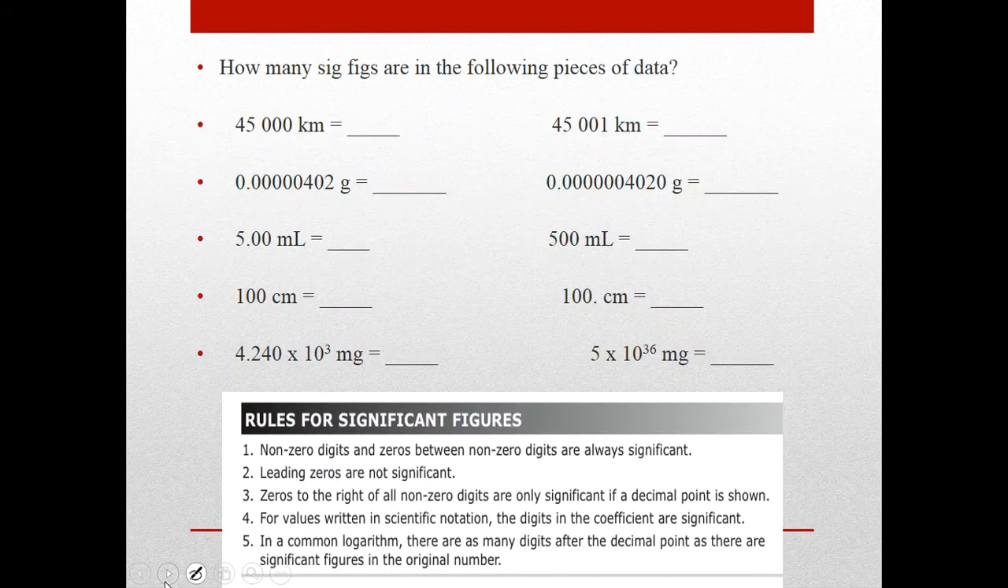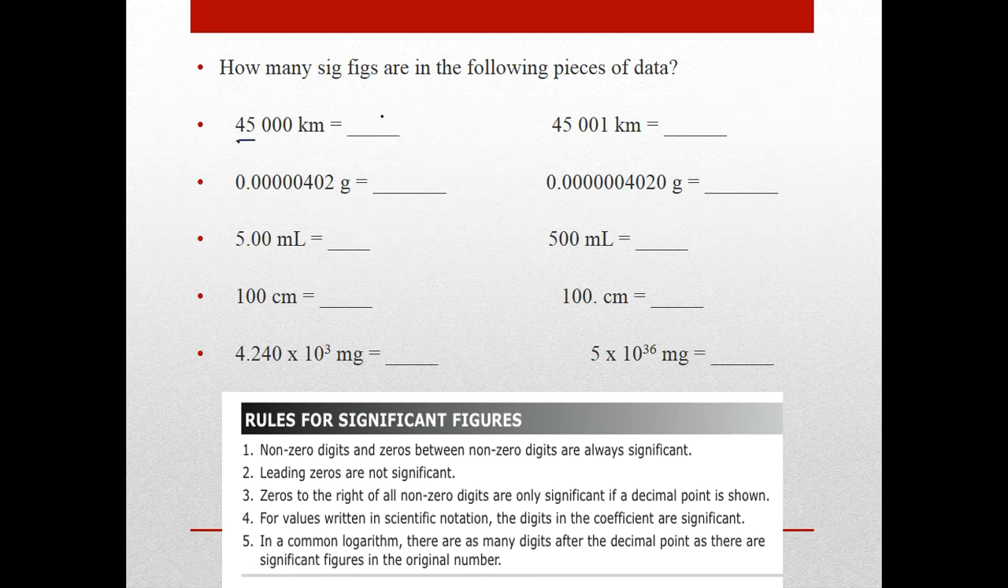So let's practice some more counting sig figs. Here we have 10 practice problems. Pause the video, count these sig figs, and then come back and check your answers. And I'm assuming you are ready for some answers.